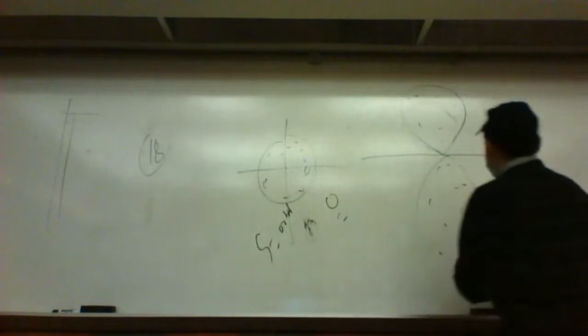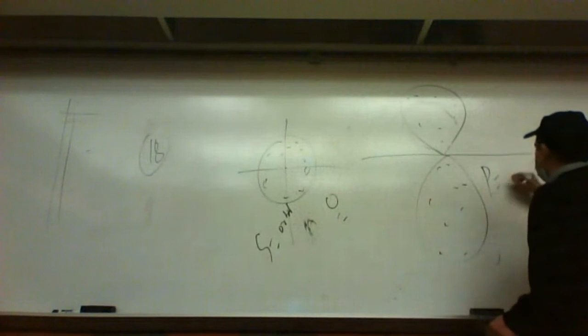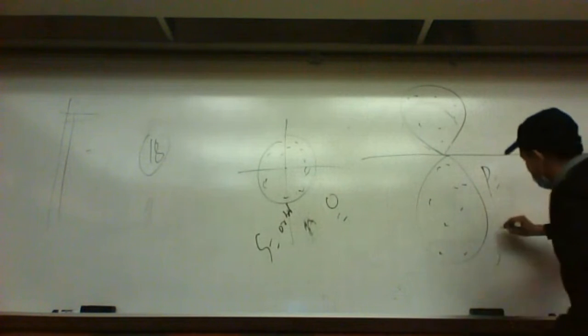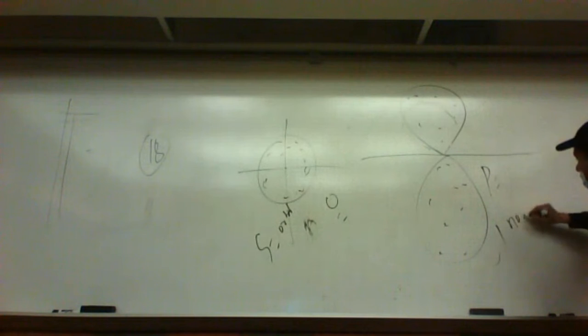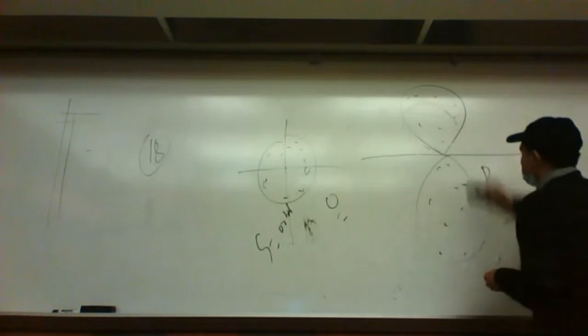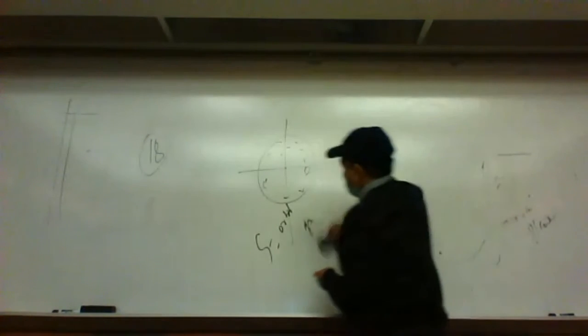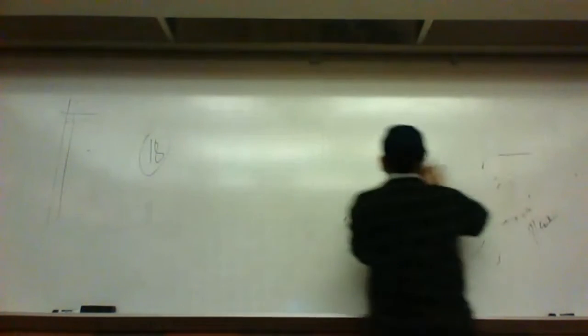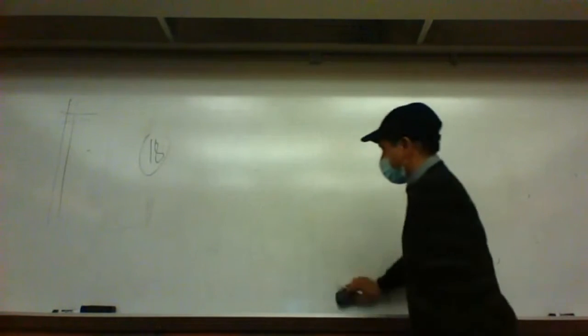So for the p orbital, we have only one nodal plane. All right. Now let's look at the d orbital. The f orbital we don't talk about, so we only go up to the d orbital.